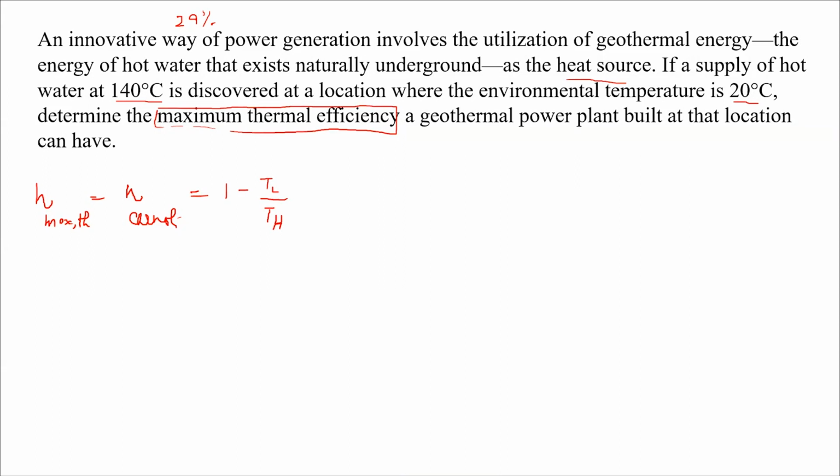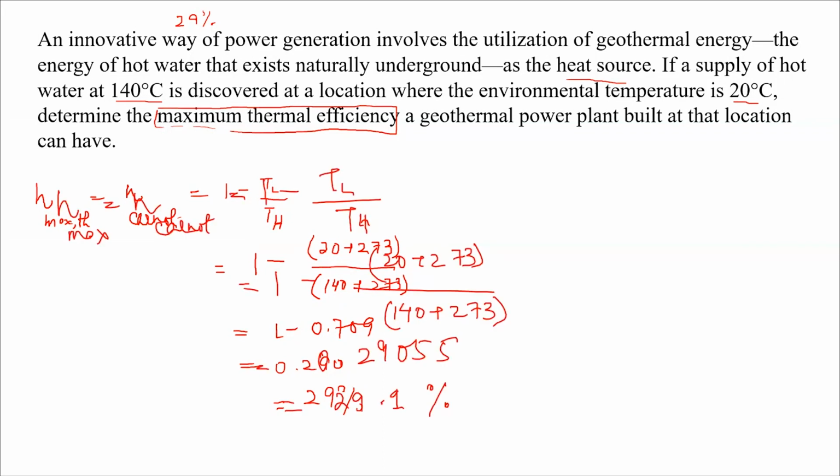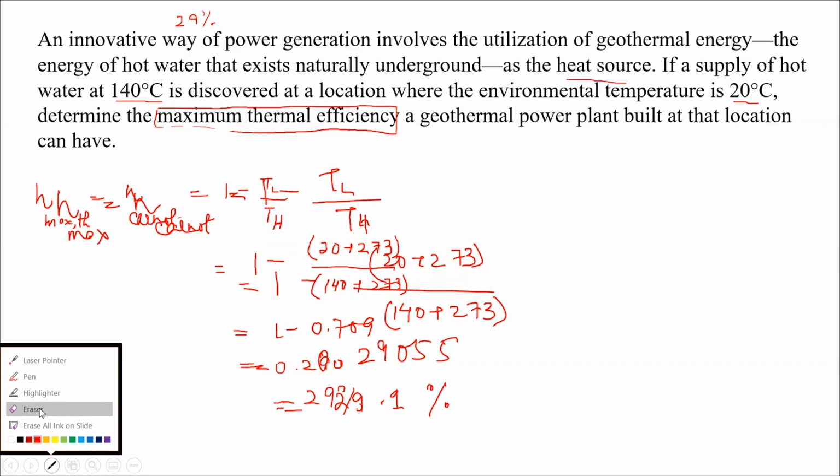The reason I wanted you to find it out is that you should remember that the temperatures in this efficiency formula are absolute temperatures. So don't take the ratio in centigrade, but convert it into kelvins for the absolute scale, and this would give you 1 minus 0.709. This would be essentially 0.290, which is essentially 29%. Clear? All right.